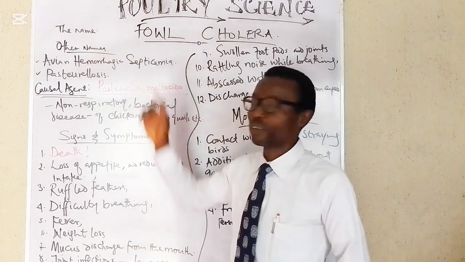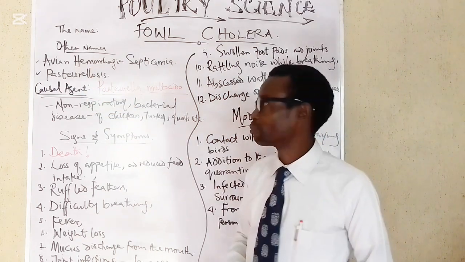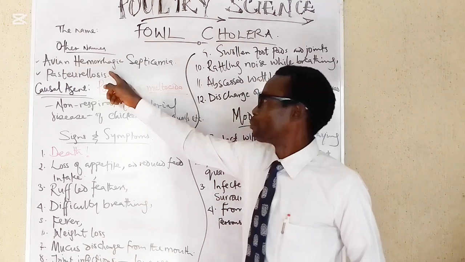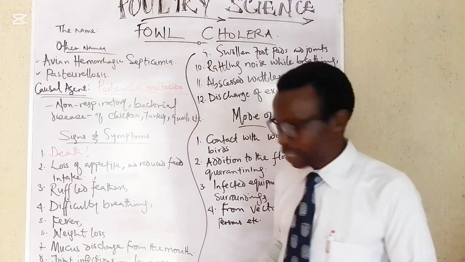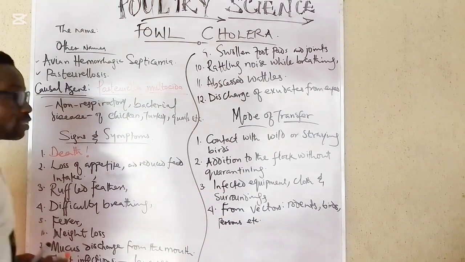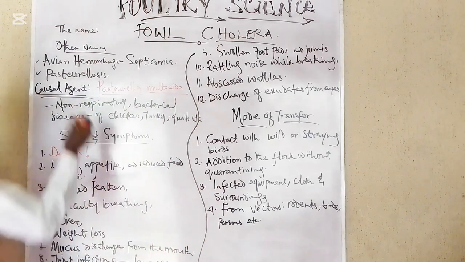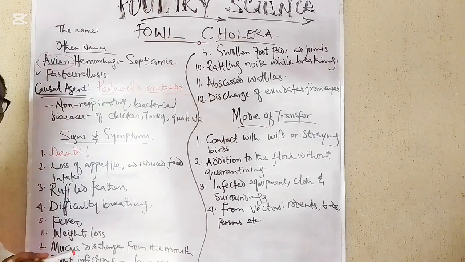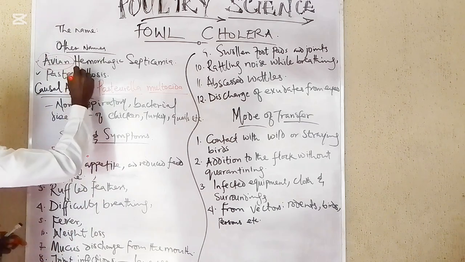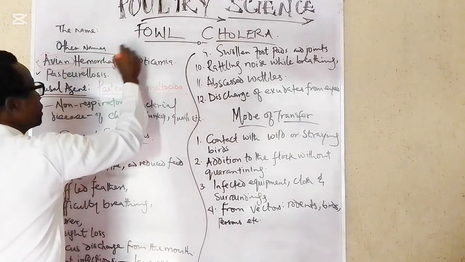Now what is the name fowl cholera? What are other names? Other names: avian hemorrhagic septicemia. Now let's break it down quickly. When you see the word avian, it's referring to aves, that is the group in which chicken belong to, feathered birds, feathered animals. Hemorrhage. Now what is hemorrhage? Hemorrhage means bleeding.